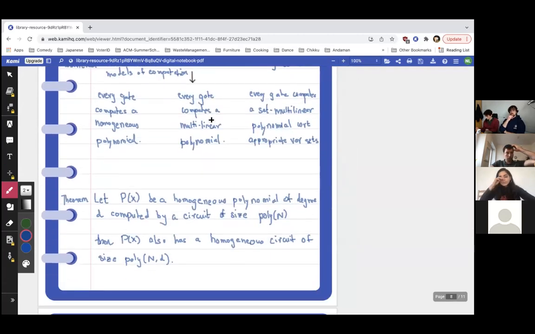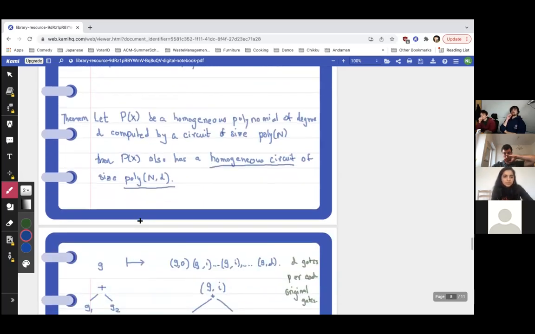And then there are statements which say that actually some of these models are very easily related to one another. So here is one such statement. Let's say P is a polynomial that is homogeneous already, and it's being computed by an arbitrary circuit of size poly n. Then I claim that, in fact, P itself can be computed by a more structured, namely homogeneous circuit, without too much blow up in size. So this was polynomial in n, but now it's going to be polynomial in n as well as the degree of the polynomial, which is d. And this is not very difficult to see actually.